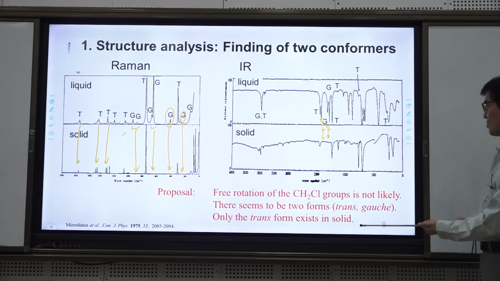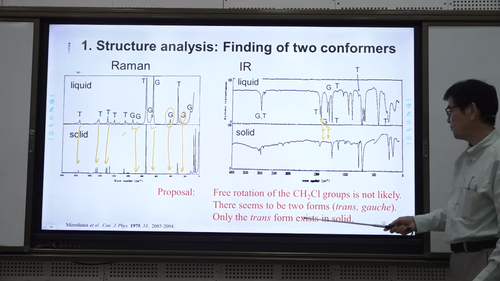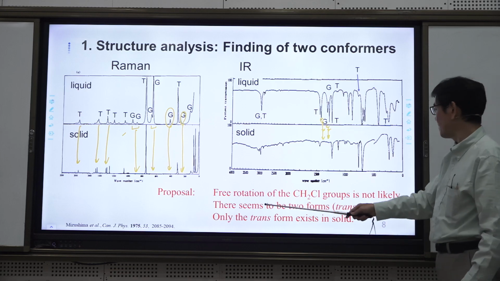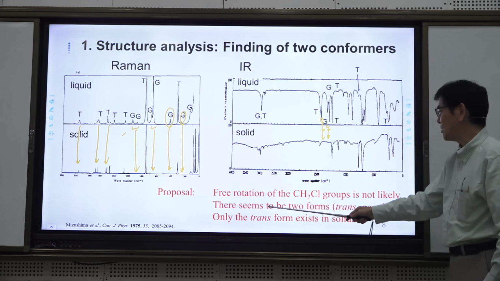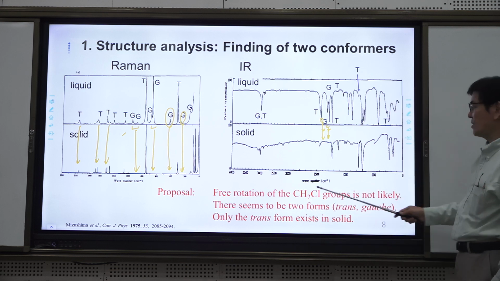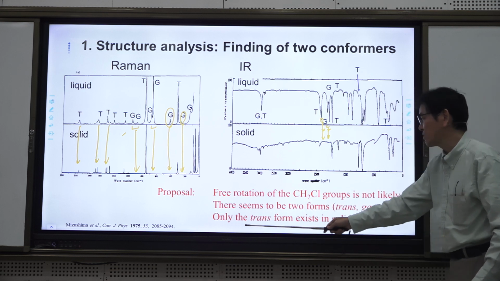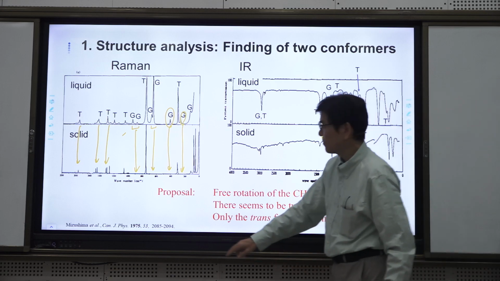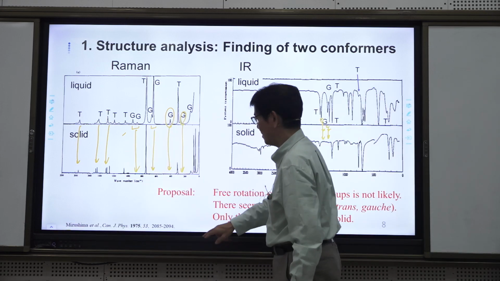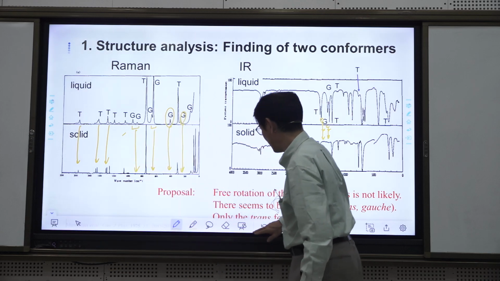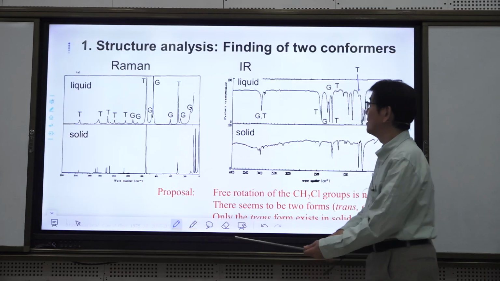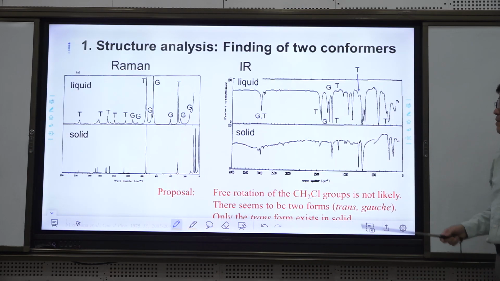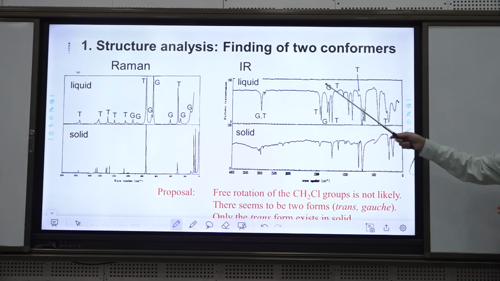Then it's possible to conclude there seem to be two forms in the liquid phase and only the trans form exists in the solid phase. So this is an example of how to utilize Hyper-Raman spectroscopy in the study of small molecules.